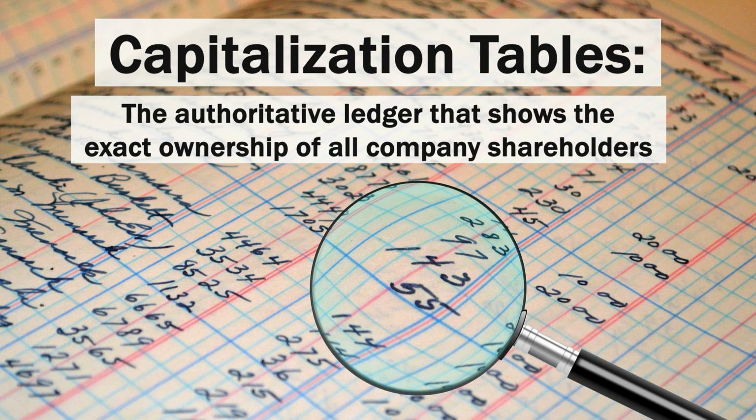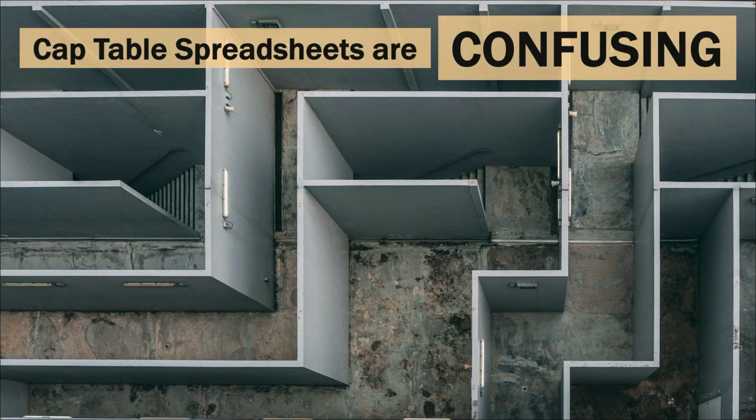Except in addition to these basic financial statements, startups also need to show a strong cap table, which is the authoritative ledger of all the current and pending shareholders in the startup. Most founders think they can simply track this in a spreadsheet, and they would be wrong.